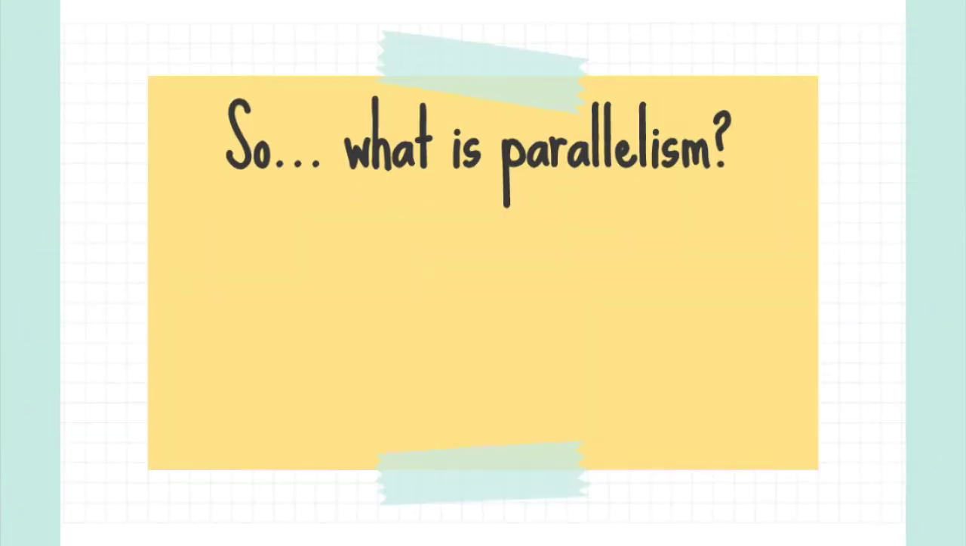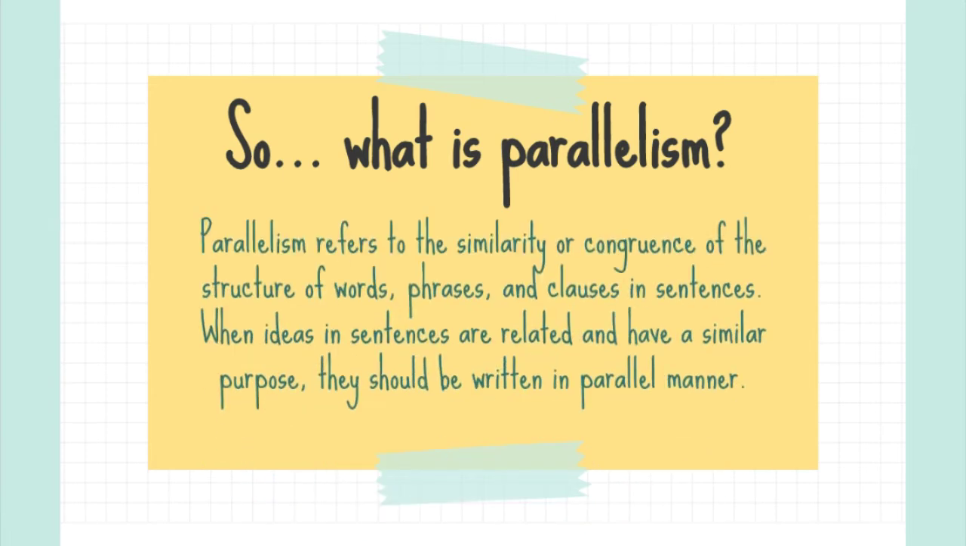What is parallelism? Parallelism refers to the similarity or congruence of the structure of words, phrases, and clauses in sentences. When ideas in sentences are related and have a similar purpose, they should be written in parallel manner. It creates a sense of rhythm and balance within a sentence. As readers, we often correct faulty parallelism because an unbalanced sentence sounds awkward and poorly constructed.